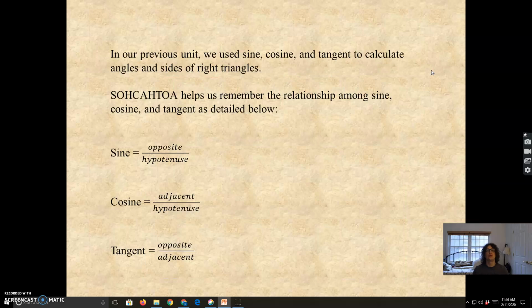Now in our previous unit, we used sine, cosine, and tangent to calculate angles and sides of right triangles. SOHCAHTOA is a great mnemonic device to help us remember the relationship among sine, cosine, and tangent, as detailed below. And for most of us, we are triggered by the word hypotenuse to remember that that is the side opposite the right angle, so it would have to be a right triangle. And there's the SOHCAHTOA relationship there for you.